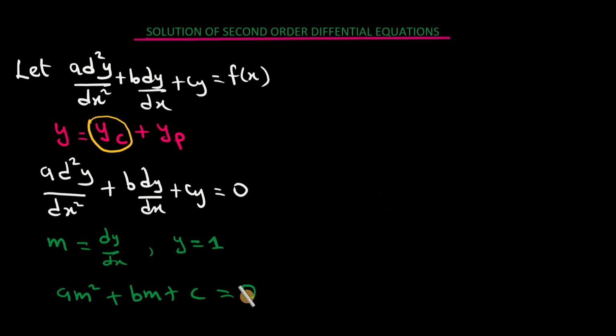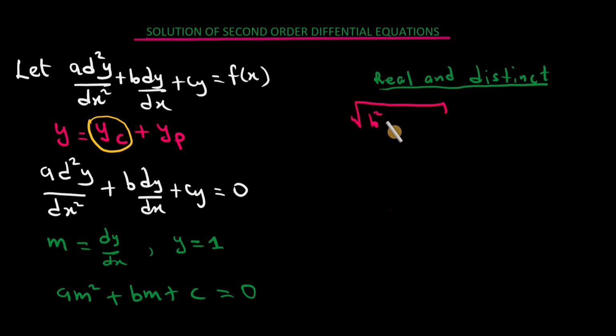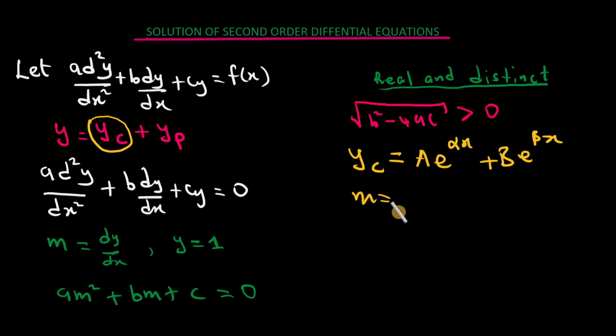Now, if the roots of this auxiliary equation are real and distinct, real and distinct means that the discriminant, which is b² - 4ac, is greater than 0. If the discriminant of this quadratic equation is greater than 0, the general solution of this homogeneous equation is obtained from the formula yc = Ae^(αx) + Be^(βx). m = α and m = β are the solutions of this quadratic equation. A and B here are any real constants.